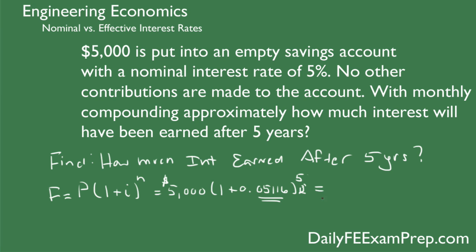When you multiply that out, we get a total value of $6,417. Now, the question is asking us, how much interest have we earned? Well, the interest that we earned is this total future value, $6,417, minus the present value of $5,000. So the total interest that we earned was $1,417 after 5 years. That's the answer to this question.